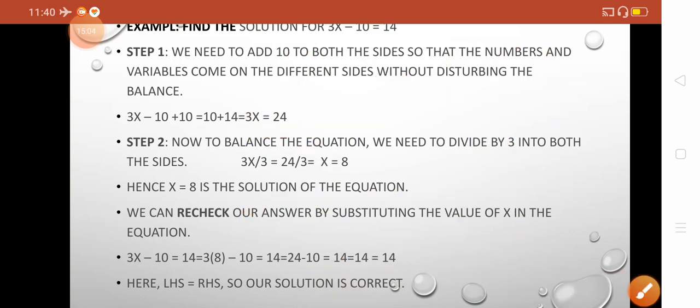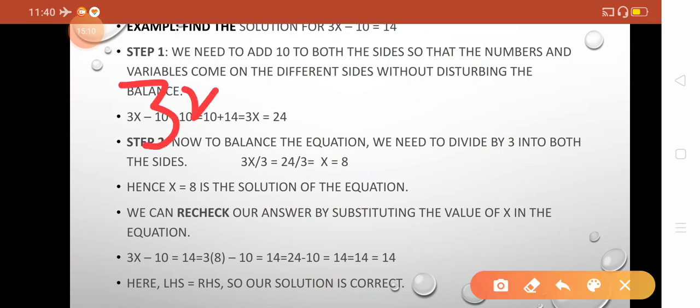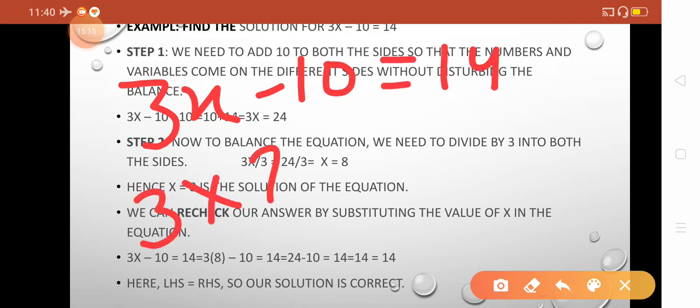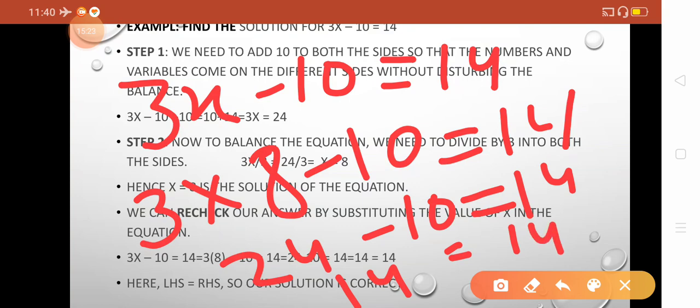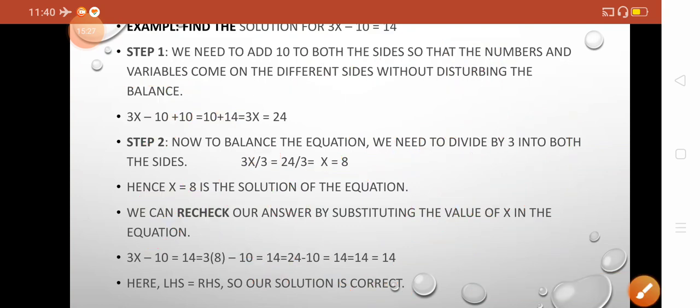Clear? If you want to check the answer, what will you do? You will put the value of x is equal to 8 here. We have 3x minus 10 is equal to 14. If I put the value of x is equal to 8, I will get 24 minus 10 is equal to 14. 14 is equal to 14. That means the left hand side is equal to the right hand side. So x is equal to 8 is the solution of the equation.